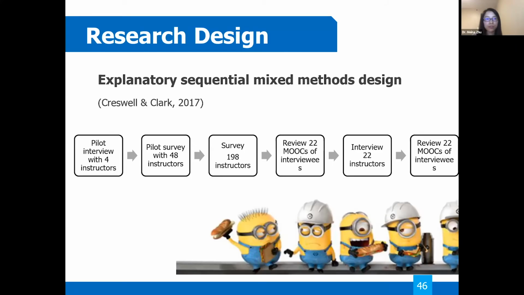So in order to address these questions, we used the explanatory sequential mixed method design. We first conducted a pilot study, pilot interviews with 4 instructors to develop the survey, and then we did a pilot survey with 48 instructors. After that, we sent a survey to get responses from 198 MOOC instructors, and we also interviewed and reviewed 20 MOOC instructors' courses.